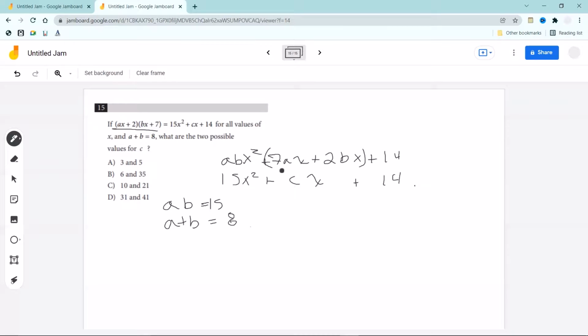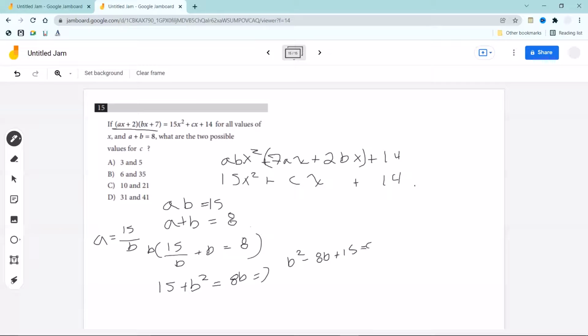So how do we do this? The first step is we're going to do it using substitution, and we're going to divide both sides by b. We're going to say a is equal to 15 over b, which means that 15 over b plus b is equal to 8. And then we're going to multiply both sides by b. We'll get 15 plus b squared is equal to 8b, which means that b squared minus 8b plus 15 is equal to 0.